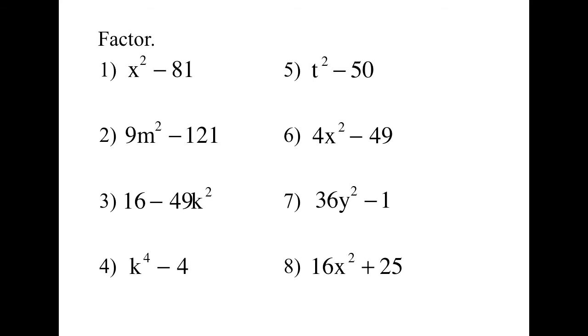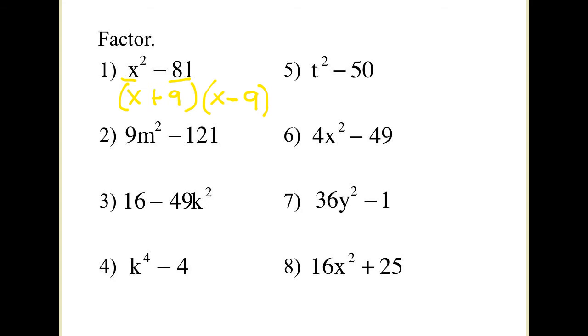All right, so now let's get started factoring. Remember, we're going to start with our 2 parentheses. Okay, so the square root of x squared is x. I'm placing it in the first space, just like this is in the first space. Square root of 81 is 9. And to get that negative 81, I'm going to have the positive and the negative.